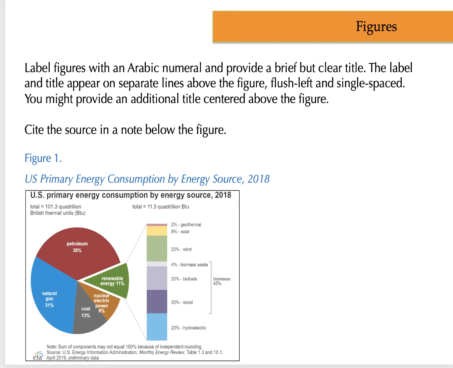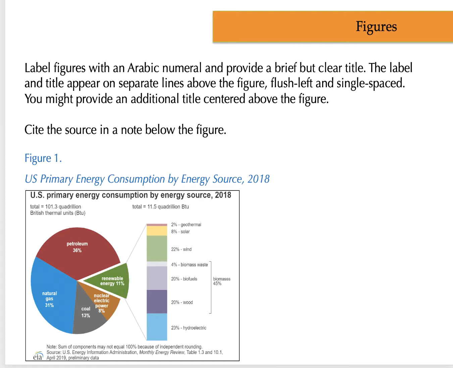Now, it may seem a bit odd, and you don't have to do this, but you may provide an additional title centered above the figure. I'm not sure I would do that myself, because it says US primary energy consumption by energy source 2018, and then when you look at the figure, within the box it has the same thing. But I guess you can do that. So you might provide an additional centered title above the figure if you want.